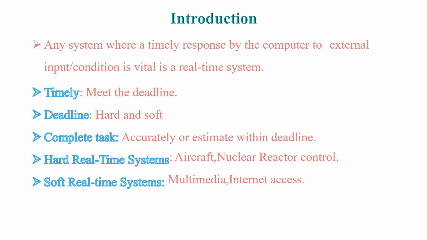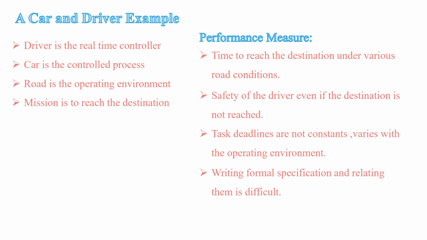So this is about the introduction. We can see here an example: the car and driver. The driver is the real-time controller, the car is the control process, and the road is the operating environment. What is the mission? The mission is to reach the destination. So how do we measure this performance? It is the time to reach the destination under various road conditions, and your driver should drive safely. Safety is very important, the safety of the driver, even if the destination is not reached.